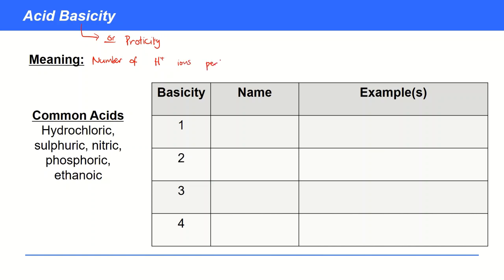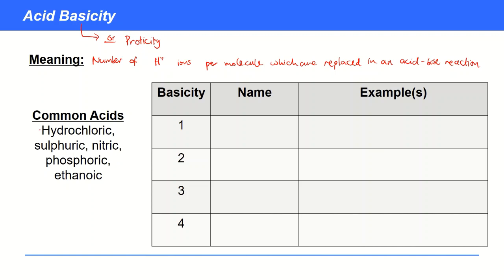per molecule which are replaced in an acid-base reaction. It's the basicity. Easiest way to do it is to actually look at some examples.